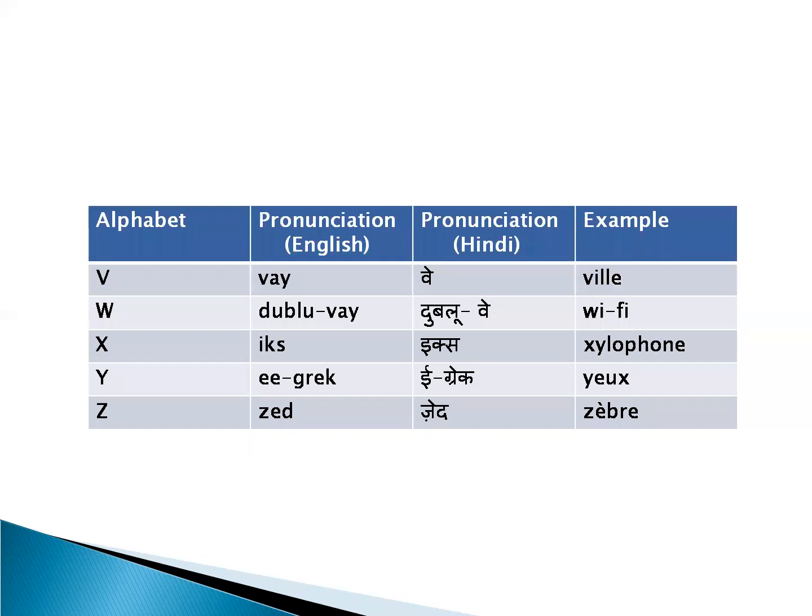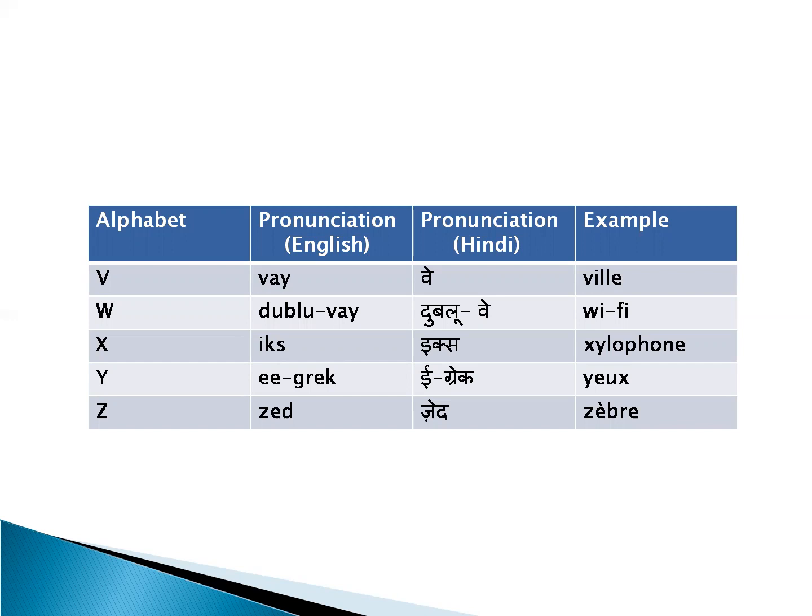Now we have V, which is way. An example is Ville. Ville means a city or a town. Okay. Next we have is W. W is nothing but 2 times V, right? So it is W. W means double. So it is W. And one example is Wi-Fi, the Wi-Fi which we nowadays use. So it is Wi-Fi in French. Next letter which we have is X, and it is X in French. And one example is xylophone. Xylophone, we all know, is a game which we used to play in our childhood, right?